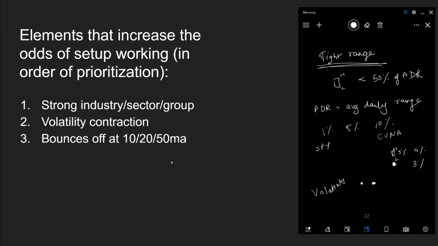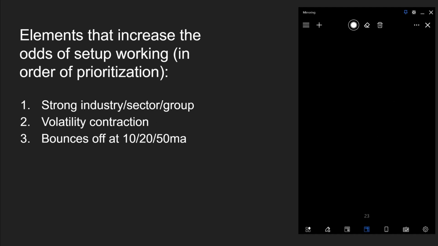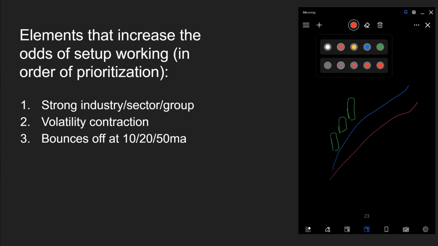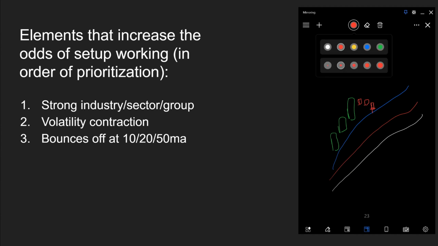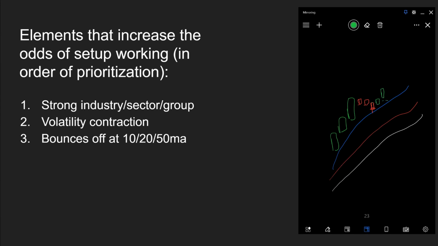The third thing that really helps increase the odds of a flag working is a bounce off a moving average. So let's go back to our example. Let's say this is the pole. This is the 10-day moving average. This is the 20-day moving average. This is the 50-day moving average. Now, if the stock during the pullback touches this 50-day moving average and then breaks out the next day, this has a much higher odds of working.